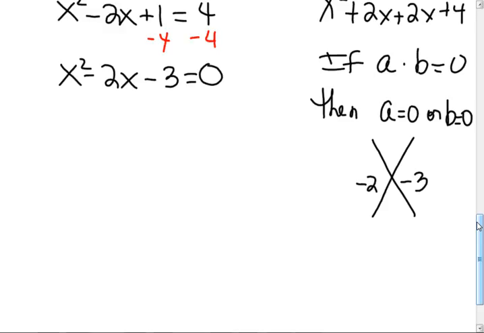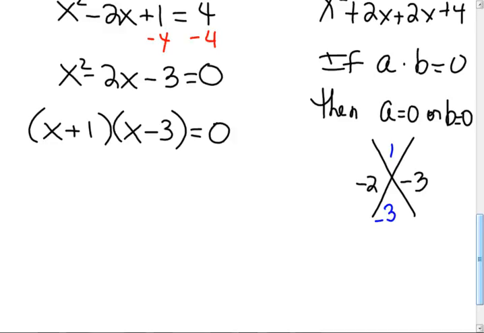Now, what two numbers multiply to give you 3? What times what is 3? 3 times what? 1. Now, I want a negative 3, which means that one of these has to be negative. But I want to get a negative 2 when I add them. So it's negative 3 and positive 1. So this factors to be (x plus 1)(x minus 3) equals 0.